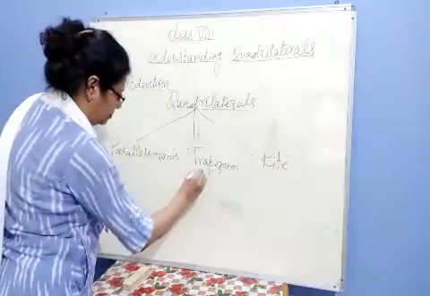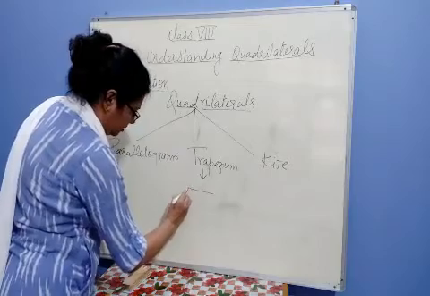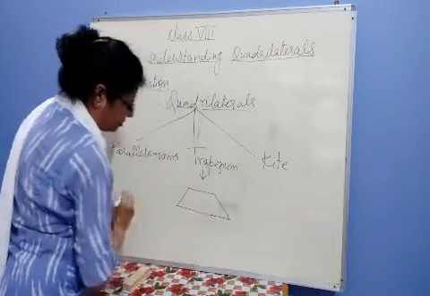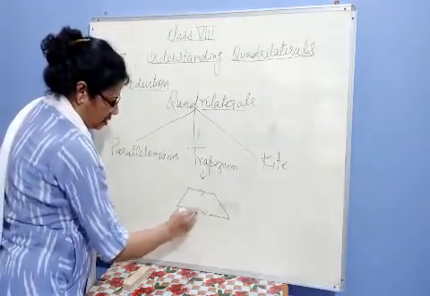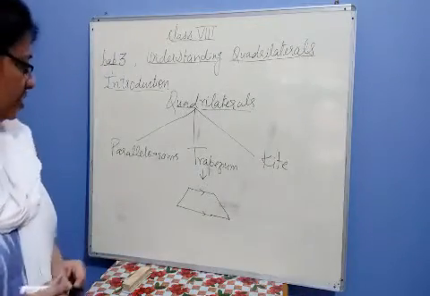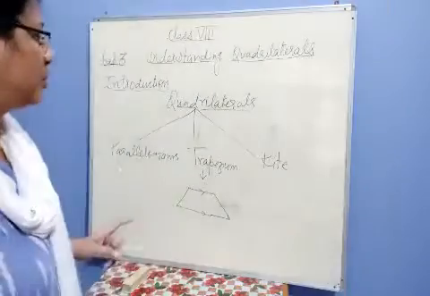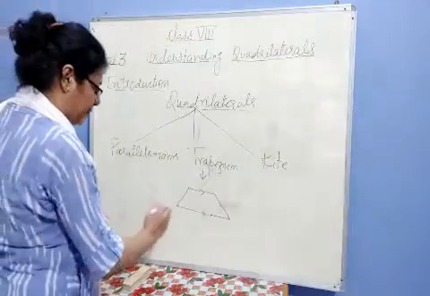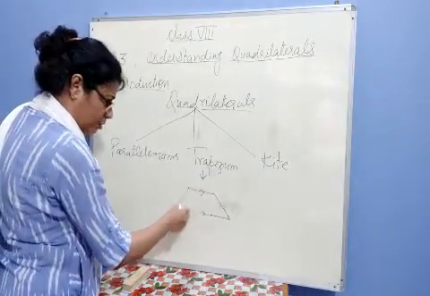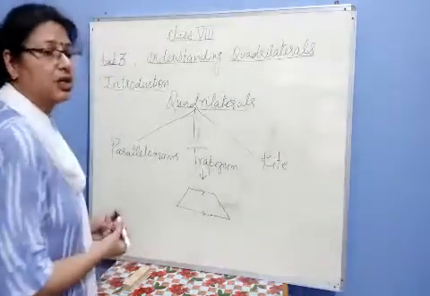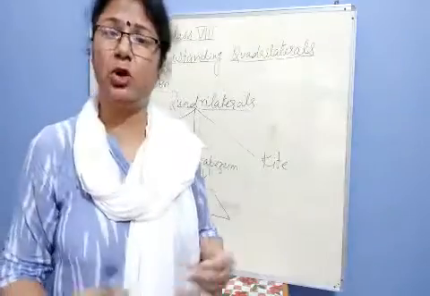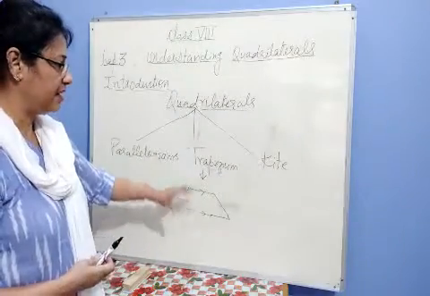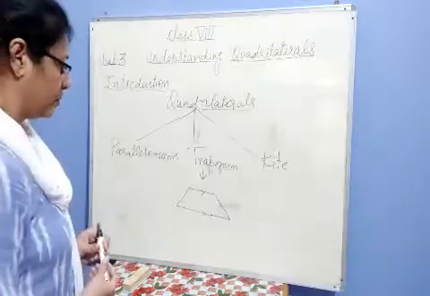Children, trapezium looks like this. This is the shape of trapezium. What is the definition of trapezium? Actually, at least one opposite pair of trapezium should be parallel. It may be that both opposite pairs are parallel. In that case square, rectangle, rhombus, these all are also trapezium. But if at least one opposite pair is parallel, then it is called trapezium.